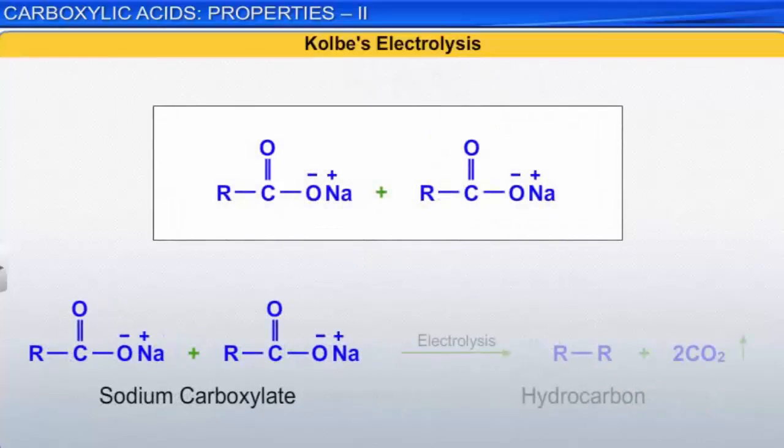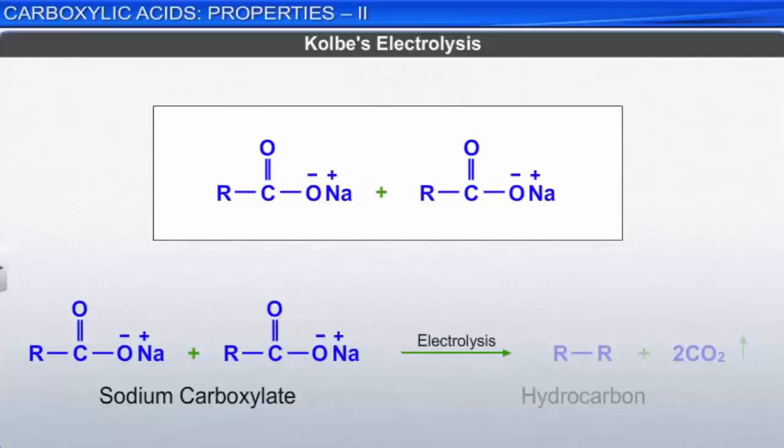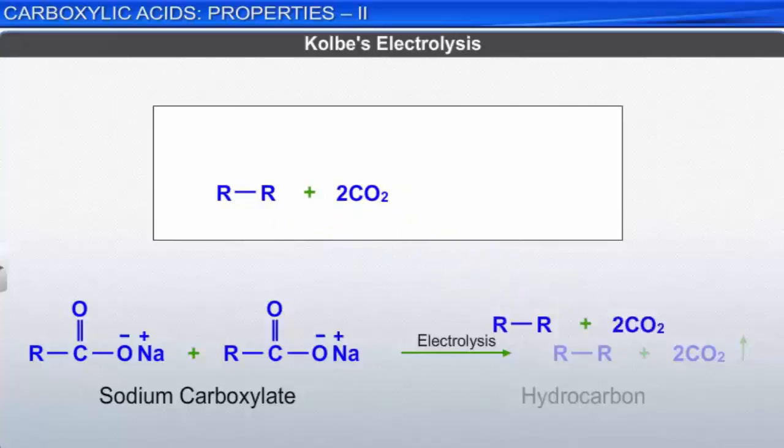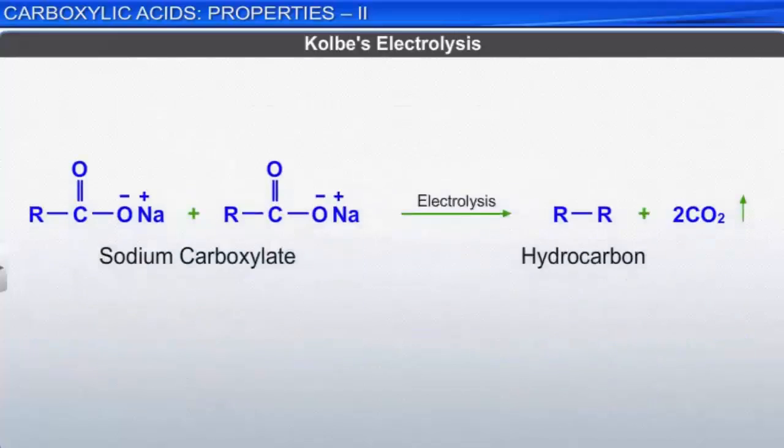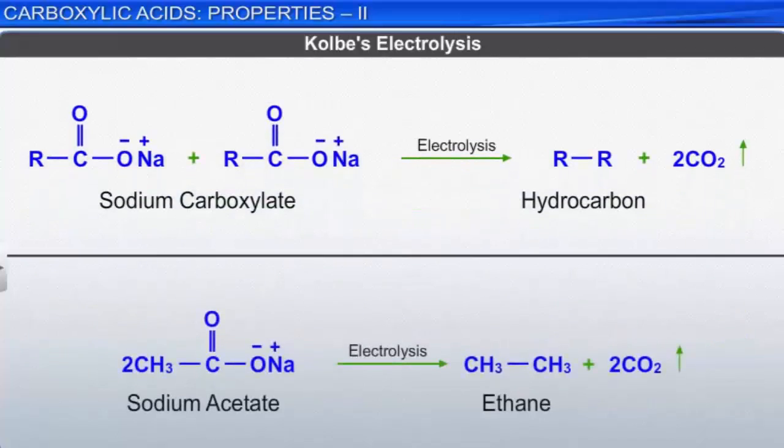Kolbe's electrolysis of sodium or potassium salt of carboxylic acids gives hydrocarbons with twice the number of carbon atoms present in the alkyl group of the acid. For example, the electrolysis of a concentrated aqueous solution of sodium acetate gives ethane at the anode.